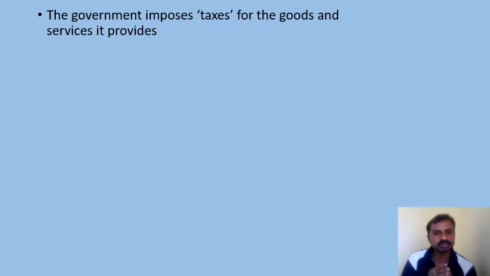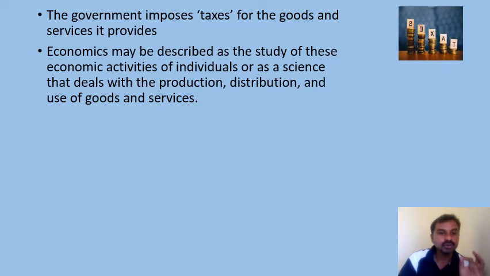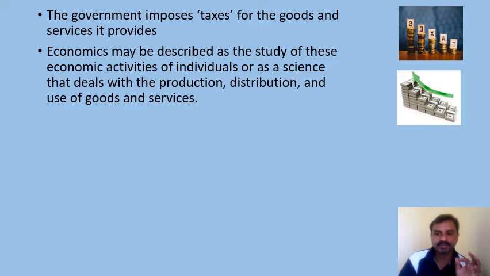Friends, I already told you about the tax. The government imposes a tax for the goods and services it provides. And in economics, we have to find out that economics may be described as the study of these economic activities of individuals, or a science that deals with the production, distribution, and use of goods and services. You already know what services are done by the government. For that sake, the tax is imposed.